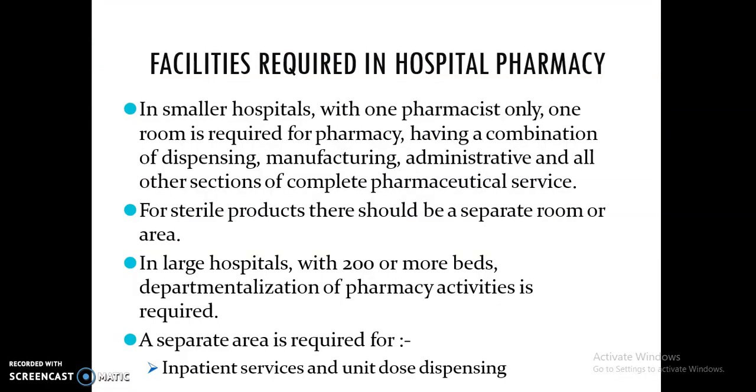So now we will discuss the different facilities required in the hospital pharmacy. In smaller hospitals with one pharmacist only, one room is required for the pharmacy, having a combination of dispensing, manufacturing, administrative, and all other sections of a complete pharmaceutical service. For the sterile products, there should be a separate room or area. In large hospitals with 200 or more beds, departmentalization of the pharmacy activities is required. A separate area is required for the inpatient services and unit dose dispensing.